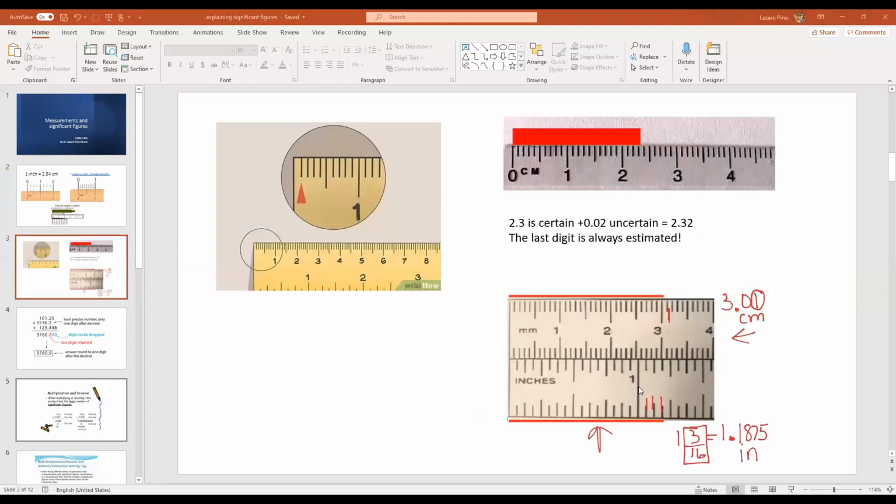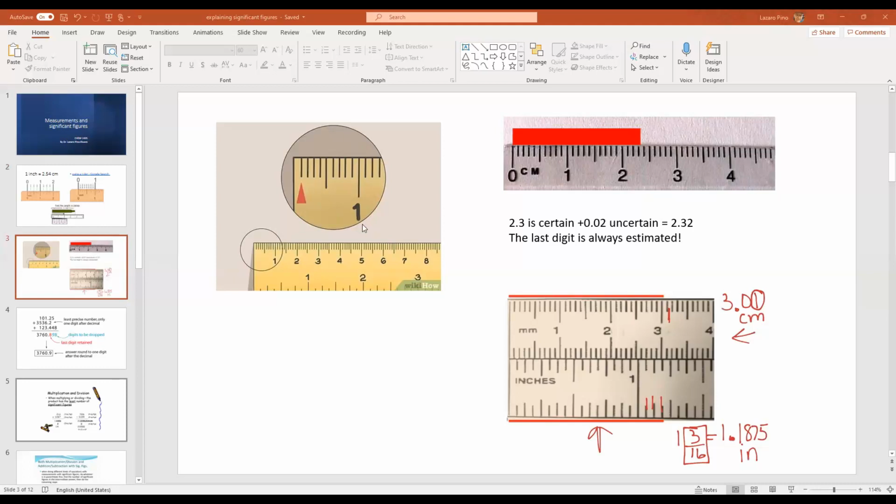In centimeters it is different. From 0 to 1, you have in between 10 lines. Every line represents 0.1 centimeter.